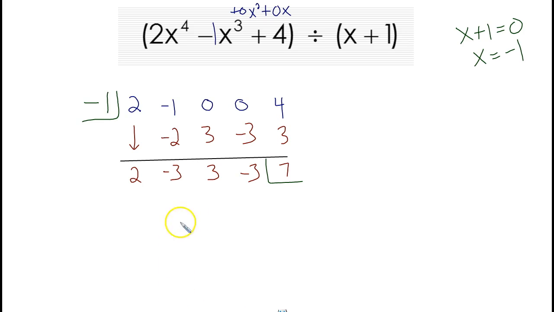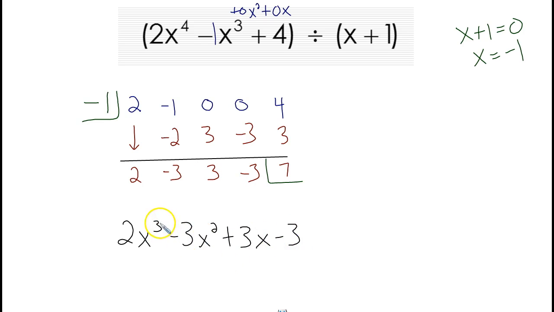When we're writing our answer, the resulting polynomial is going to have a degree that is 1 less than the one we started with. So since we started with an x to the 4th, this is going to be an x to the 3rd power. So we'll say 2x to the 3rd. Minus 3 goes next. That's x squared. Then plus 3x, and then minus 3.